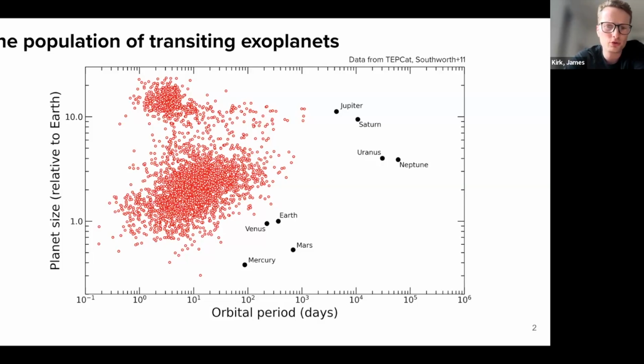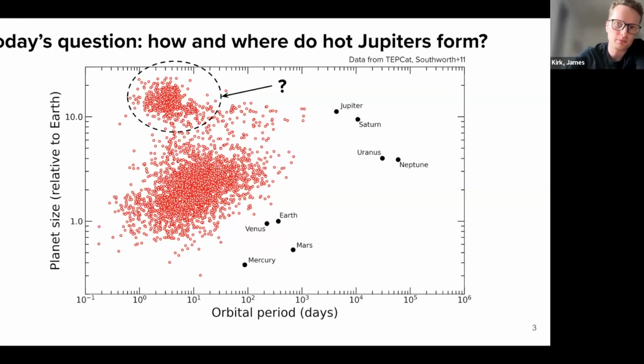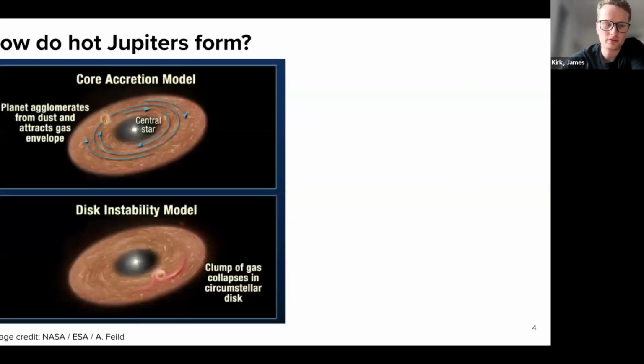And there are lots of different questions around different subpopulations of this overall population. But for today, what we're going to be focusing on are the population of hot Jupiters up here, and specifically how and where these planets form. So moving on to the first part of this question, how do hot Jupiters form?